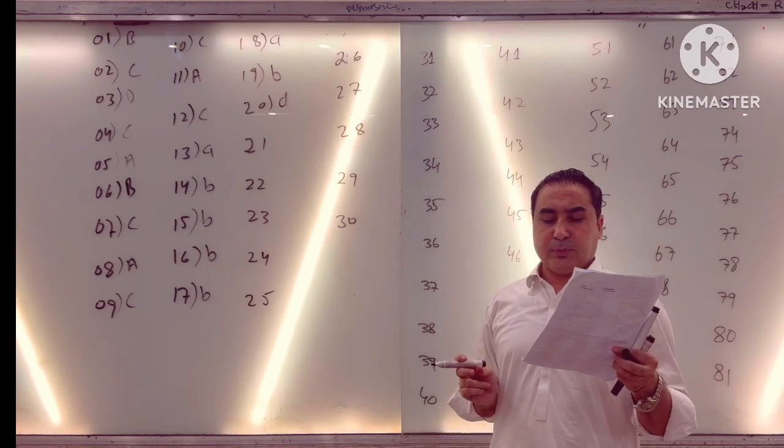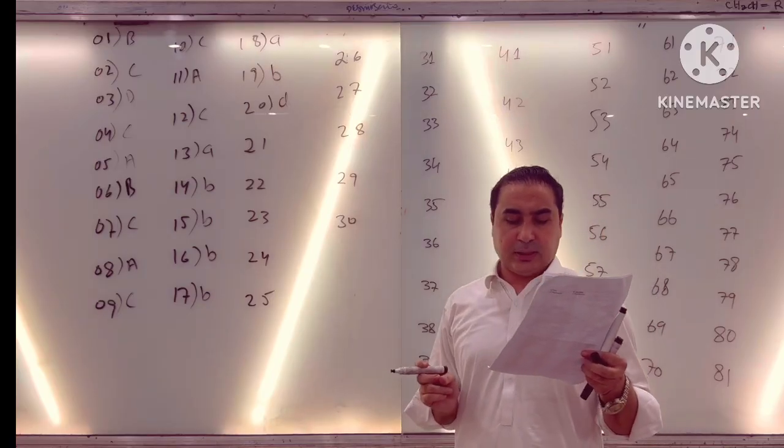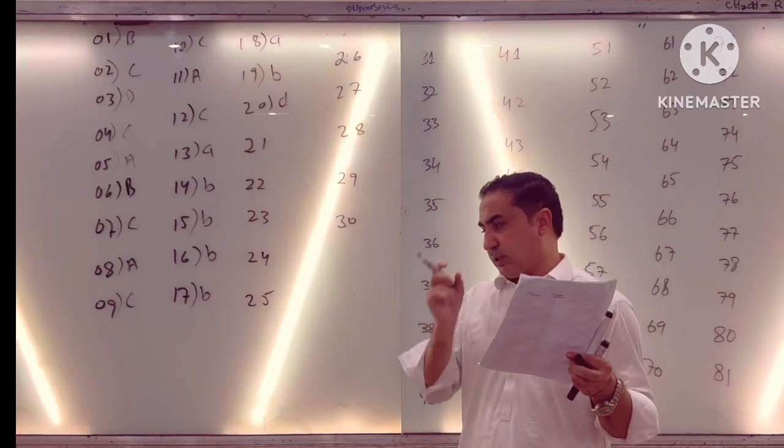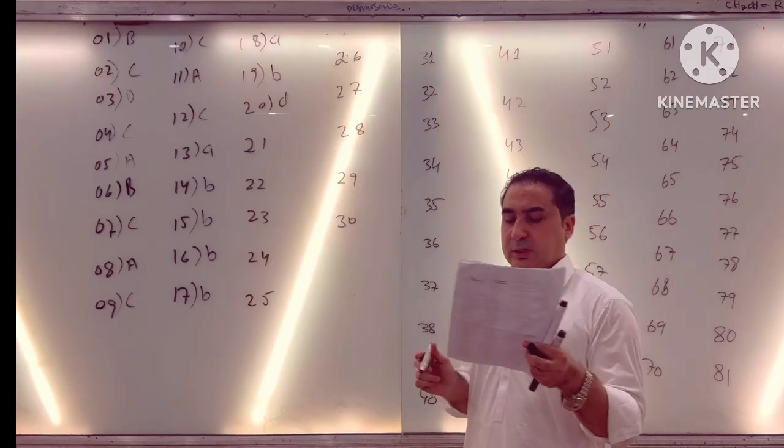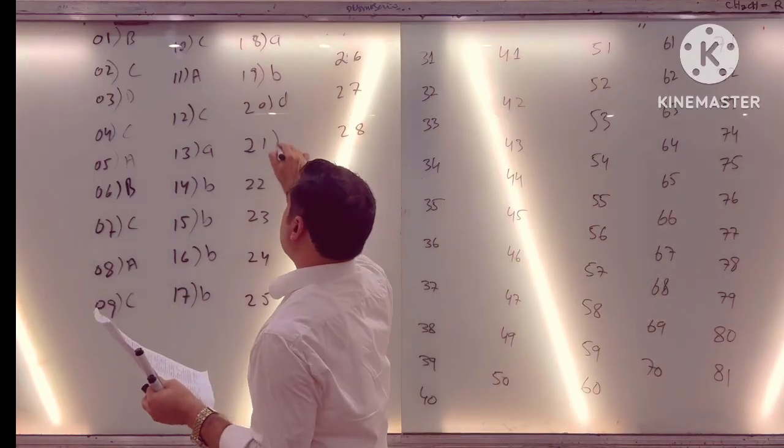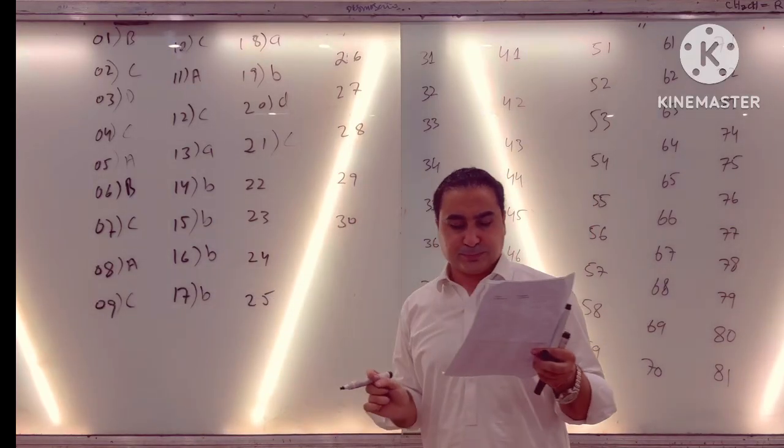The resting membrane potential state of a neuron is also known as the polarized state. The correct option is C, polarized state.